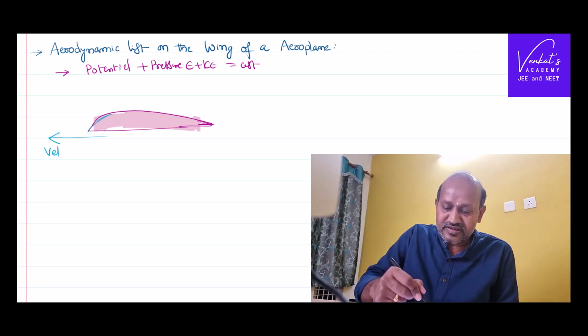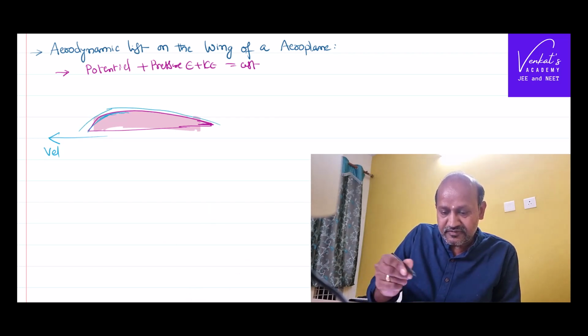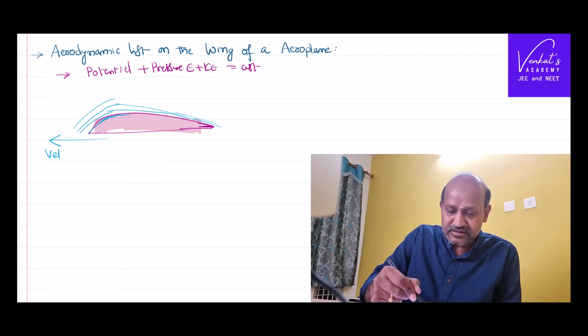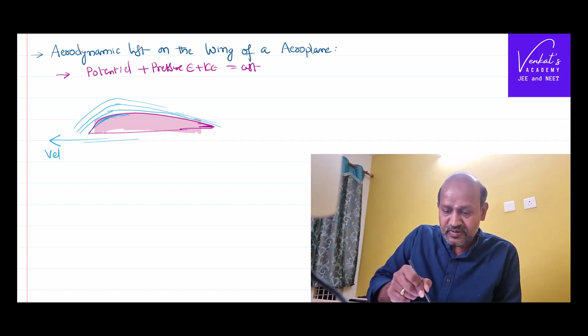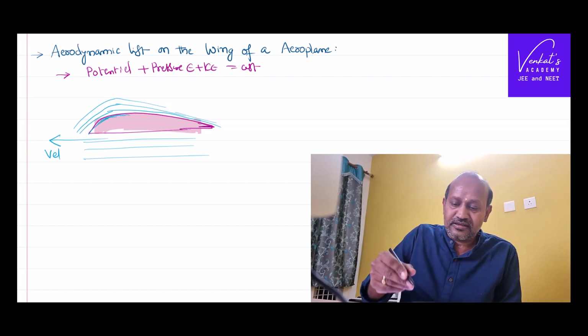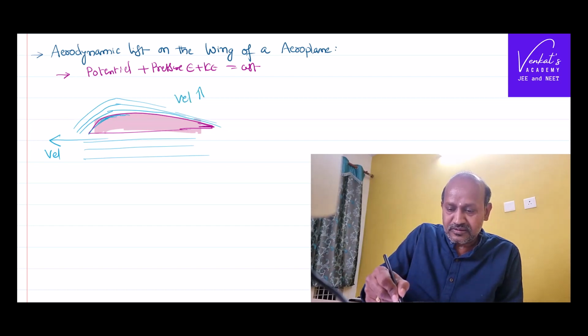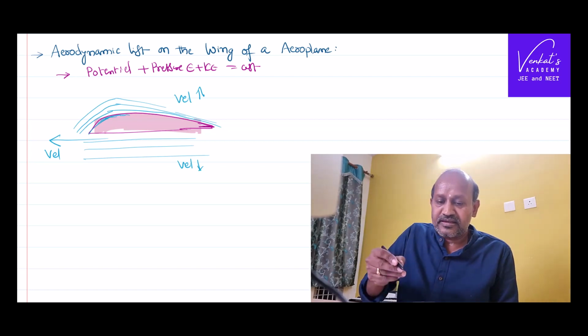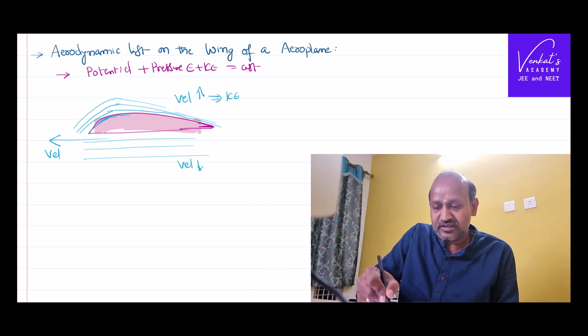But because of this curvature that it has, here air moves with higher velocity. The streamlines that I am drawing are closer, which indicates that the velocity there is more when compared with the lower part of the wing. So because of the shape, because of the design, in the upper part velocity is more when compared with the lower part. As velocity is more, it is obvious that its kinetic energy is more when compared with the kinetic energy of the lower part.